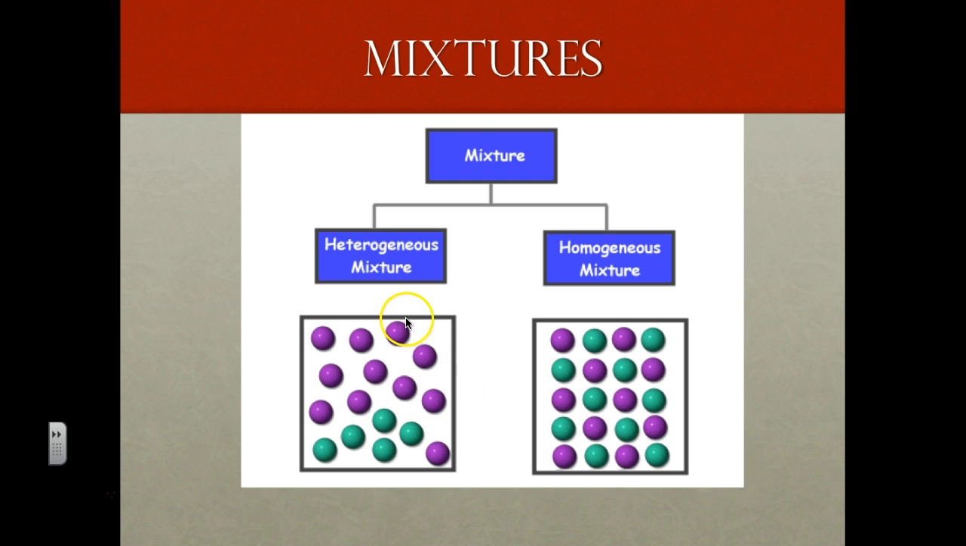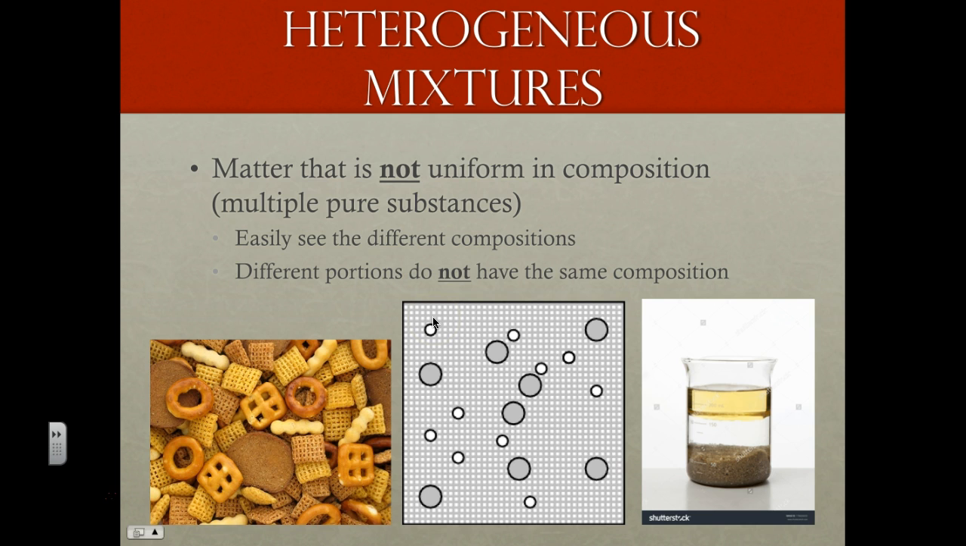Mixtures. We have heterogeneous mixtures and homogeneous mixtures. The prefix hetero means different. The prefix homo means the same. And you can see in this picture that in here, you can easily see the layers, whereas homogeneous looks the same throughout. There's a pattern going on. So if we look at heterogeneous, the matter is not uniform in composition. Both mixtures, heterogeneous and homogeneous, are multiple pure substances.